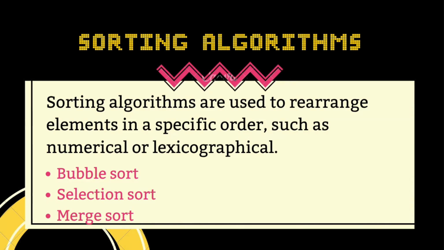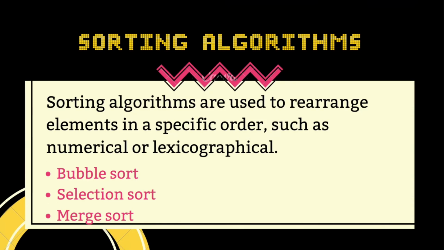Bubble sort works by repeatedly stepping through the list of elements, comparing adjacent items, and swapping them if they are in the wrong order. This process continues until no more swaps are needed. Selection sort divides the input list into a sorted and unsorted portion. It repeatedly selects the minimum element from the unsorted portion and places it at the beginning of the sorted portion.